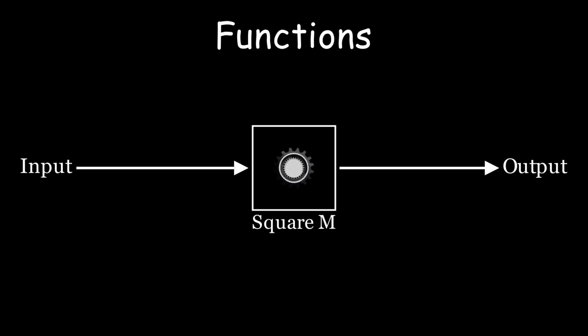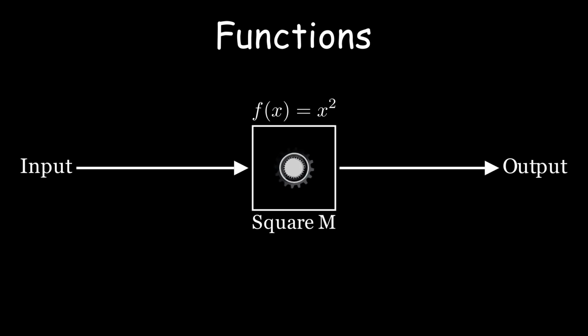Mathematically, we can write this function as f(x) = x². Here f is the name of the function and x is the input. Functions are all around us. They help us understand how different things are related to each other.